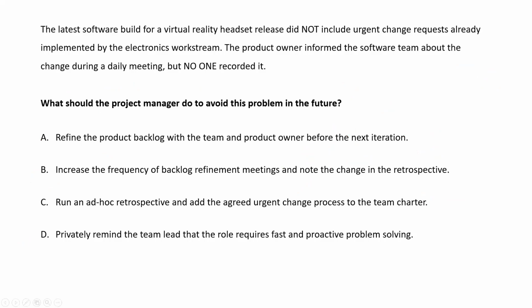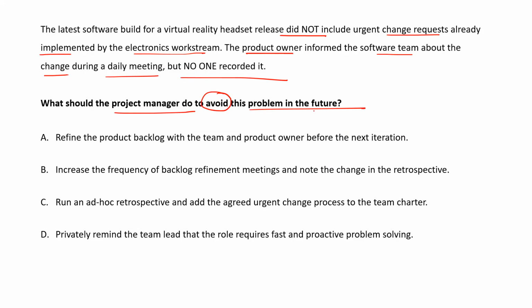Next, the latest software build did not include an urgent change request already implemented by the team. The product owner informed the team about the change during a daily meeting, but no one recorded it. What should you as a project manager do to avoid this problem in the future? The product owner asked them to do something, they didn't do it, they missed it. How can you prevent it as project manager?